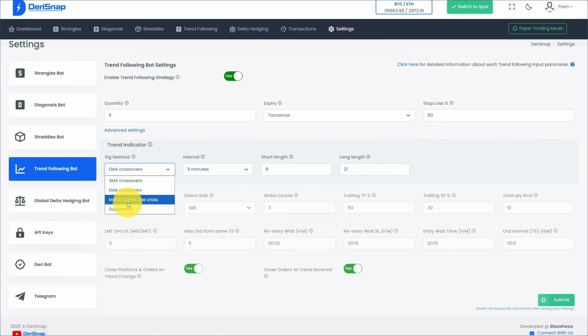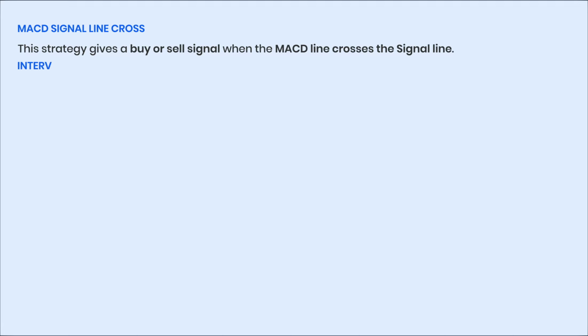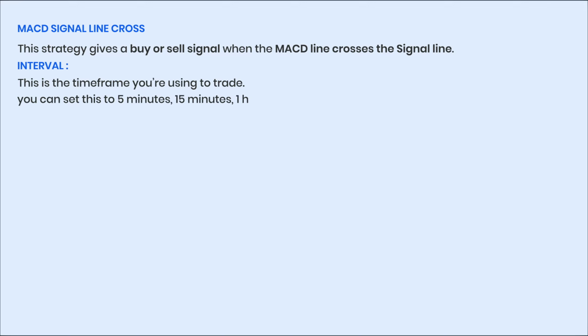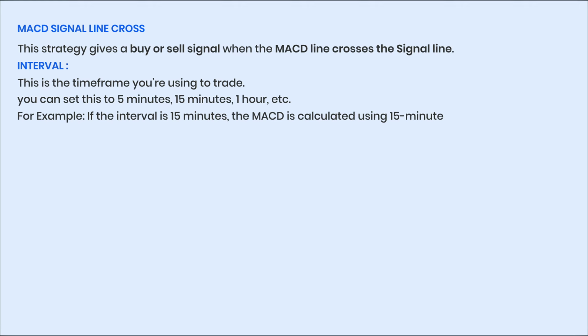Next indicator is MACD signal line cross. This strategy gives a buy or sell signal when the MACD line crosses the signal line. Interval. This is the time frame you're using to trade. You can set this to 5 minutes, 15 minutes, 1 hour, etc. For example, if the interval is 15 minutes, the MACD is calculated using 15-minute candles.